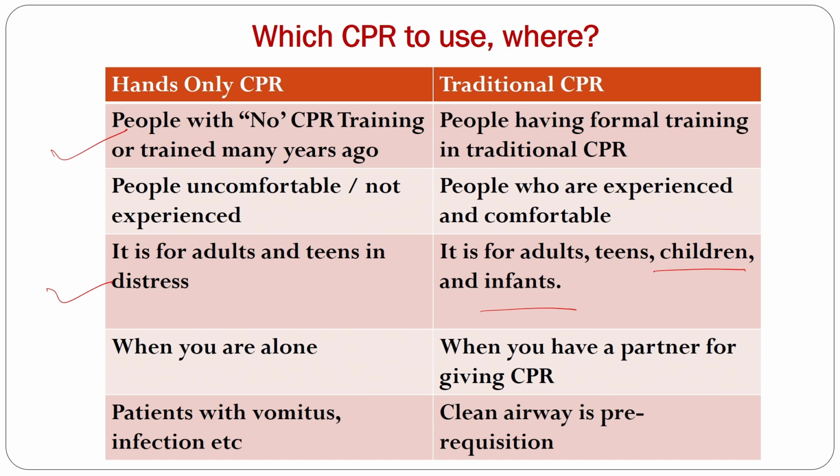Ideally, 2 partners are good enough to perform proper CPR. One person gives rescue breaths and one person does compressions, but even a single trained CPR volunteer can do traditional CPR by giving 30 chest compressions, then going to the head end and giving 2 rescue breaths, then again coming down and giving 30 compressions.